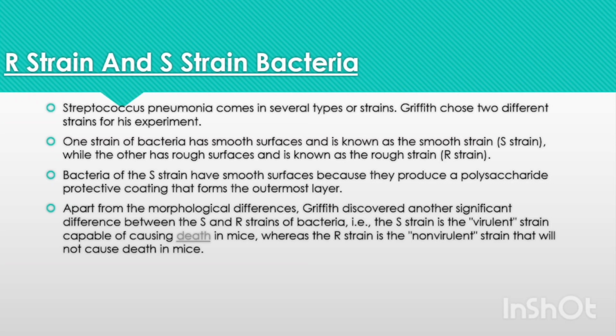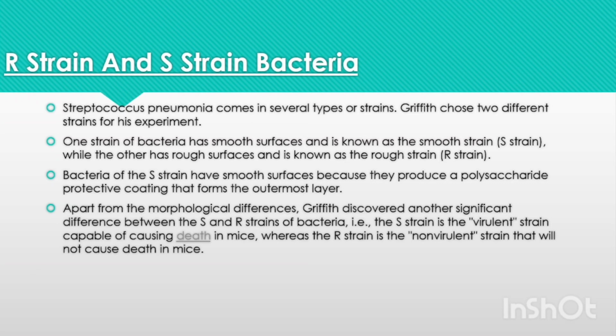Apart from the morphological differences, Griffith discovered another significant difference between the S strain and R strain. The S strain is a virulent strain and capable of causing death in mice, whereas the R strain is a non-virulent strain that will not cause death in mice. He took two strains: one had a polysaccharide coating, the other did not, and one was virulent while the other was non-virulent.